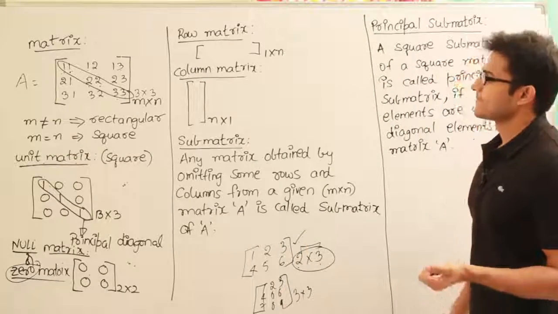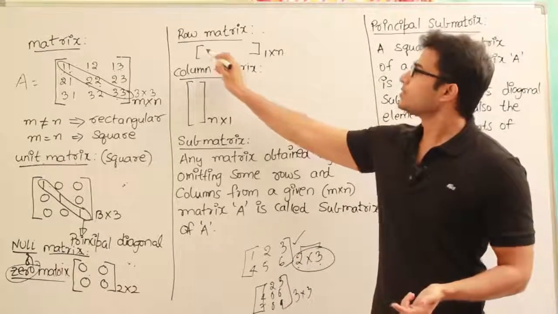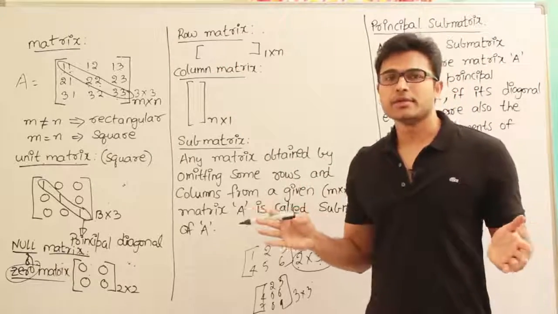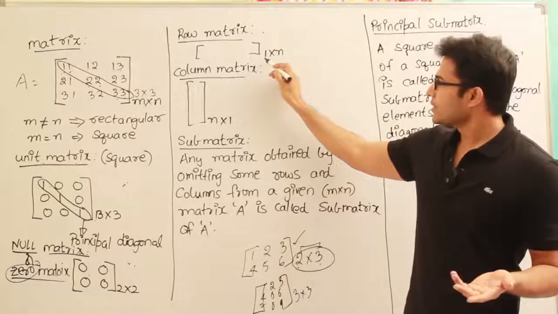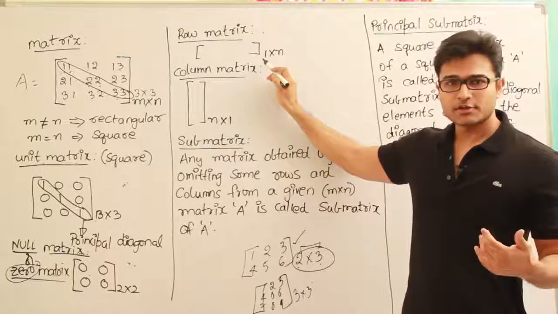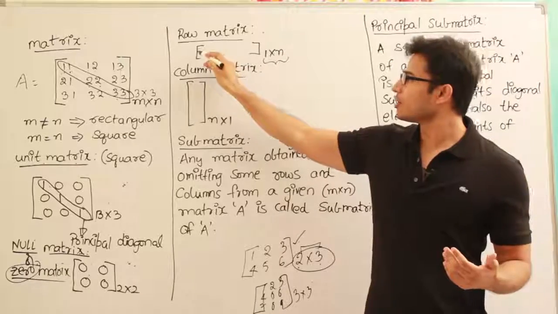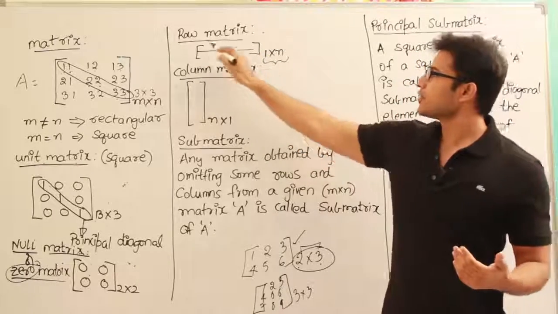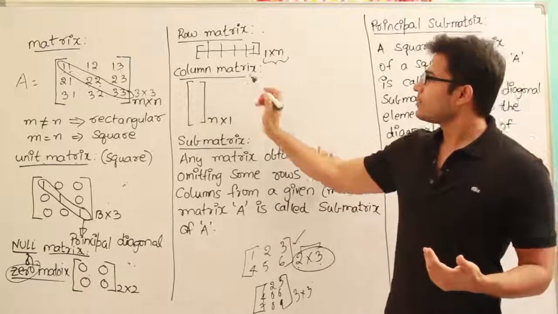Okay, and the next type of matrices is row matrix. Row matrix means the entire matrix is completely one row, that is called a row matrix. So generally the normal representation of row matrix looks like this: 1 by n. 1 by n means 1 means only one row, and n means there are n elements in the row, n columns.